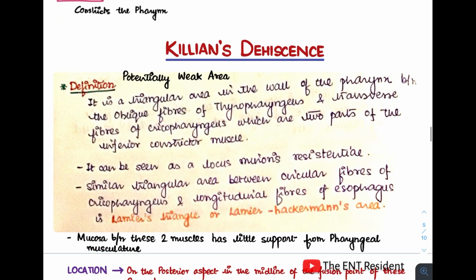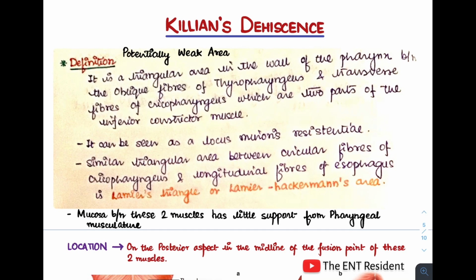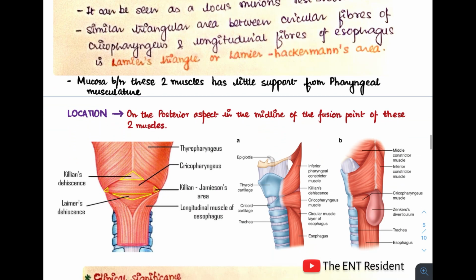Next, a very important clinical point about the inferior constrictor muscle is the Killian's dehiscence. Killian's dehiscence is a potentially weak area in the structure of the pharyngeal wall. It is a triangular area in the wall of the pharynx between the oblique fibers of the thyropharyngeus and the transverse fibers of the cricopharyngeus, which are the two parts of the inferior constrictor. You will see the mucosa between these two muscles has very little muscular support, as a result of which it creates a potentially weak area from where a pharyngeal pouch can form.